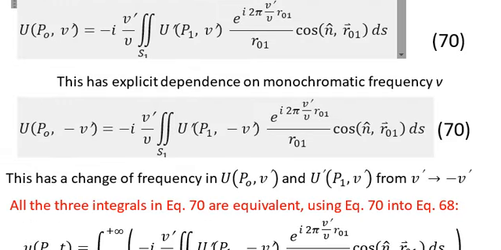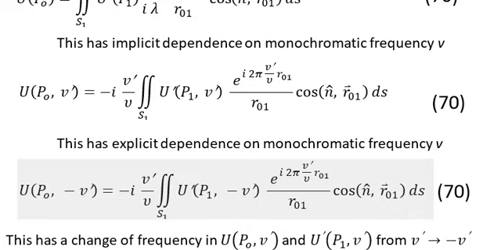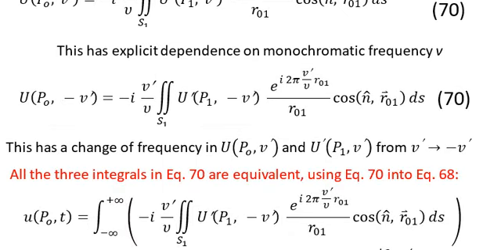This has explicit dependence on the monochromatic frequency nu. That is the second formula in the second row. So in the third row what we have done is that we have changed the frequency from nu prime to minus nu prime only in two terms, that is the term on the left hand side, u of p naught comma minus nu prime, and a single term on the right hand side within the integral, that is u prime of p1 comma minus nu prime. So on the left hand side and on the right hand side we have represented the frequency nu by nu prime, so that would not change anything.